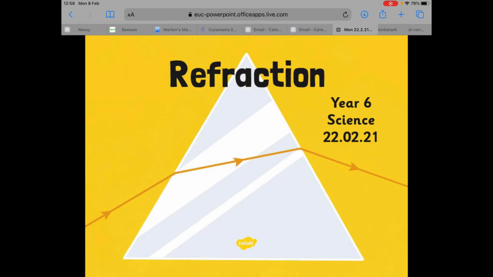Now I've been thinking about light. I want to think about something really fascinating that happens when light is travelling and it comes to a different medium, we call it. So when it's passing through something different, something very different happens to it. So let's have a look at what I'm talking about.